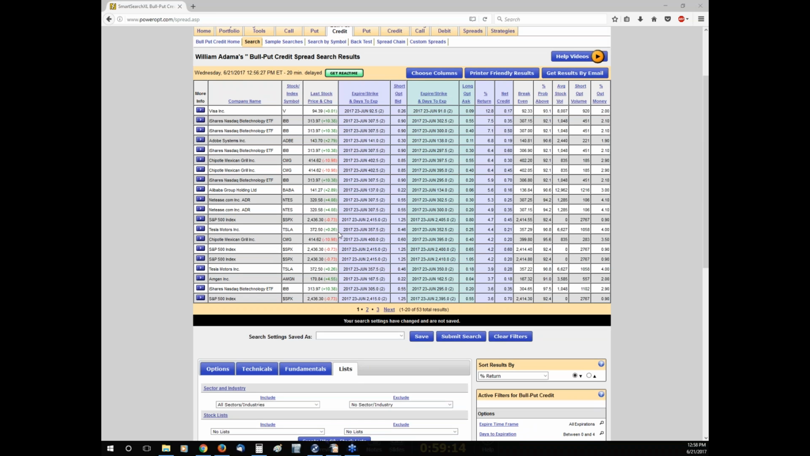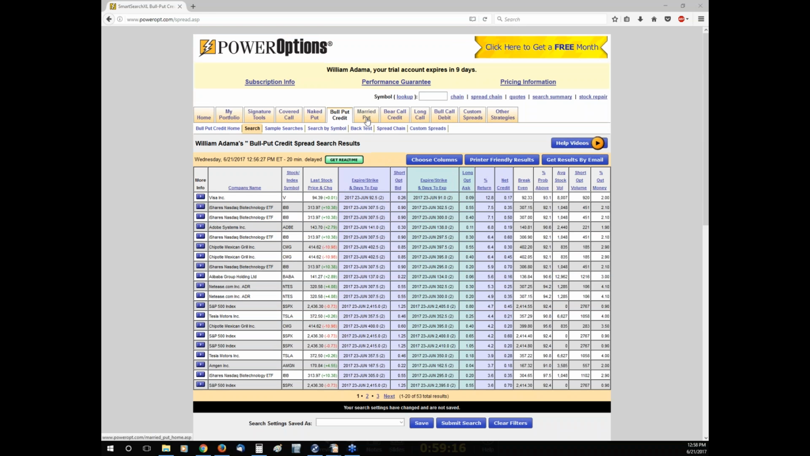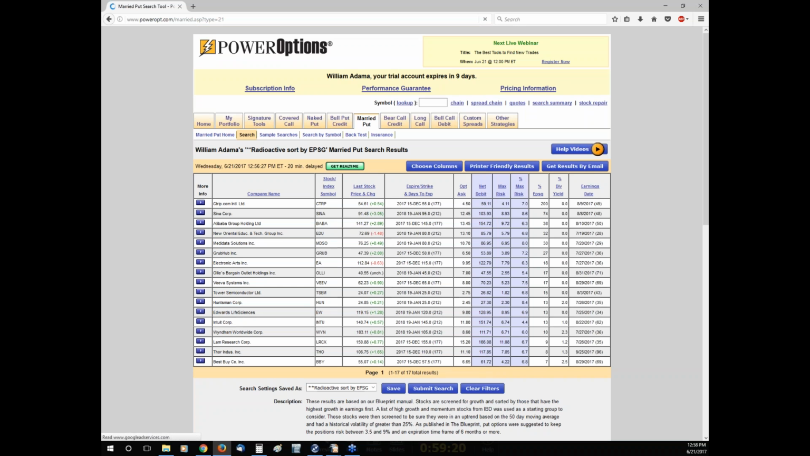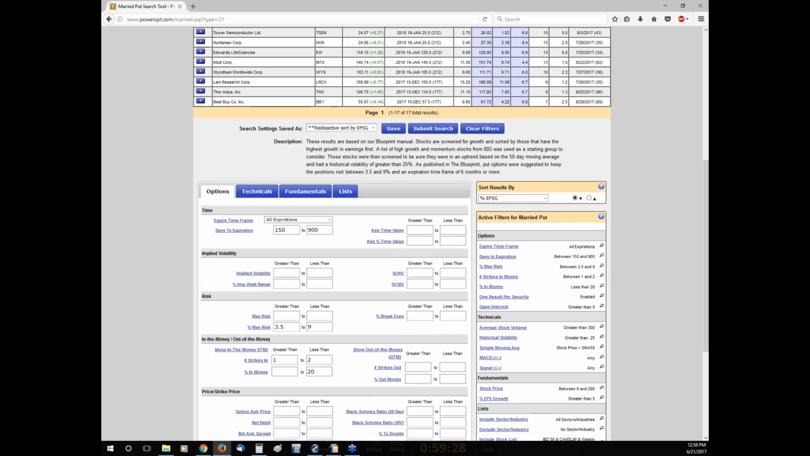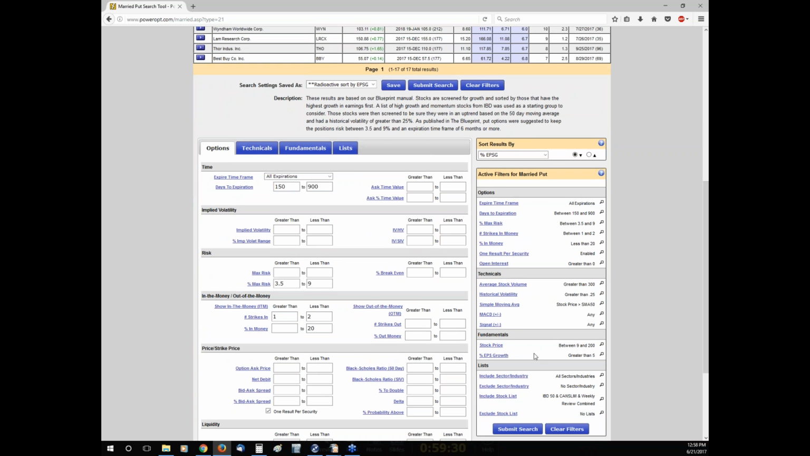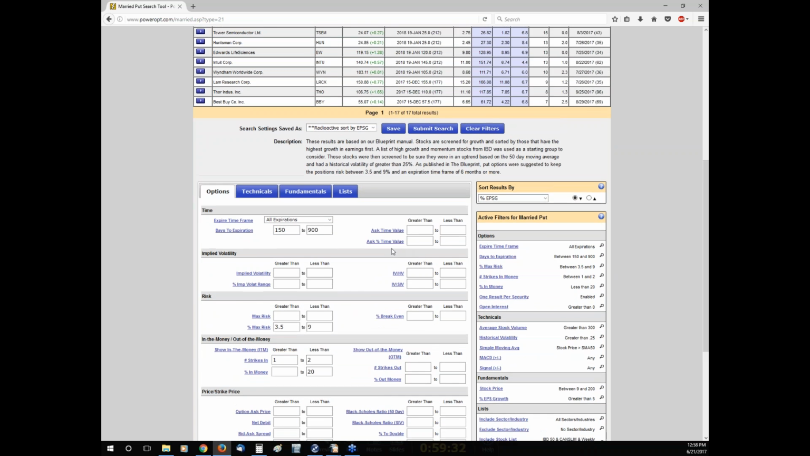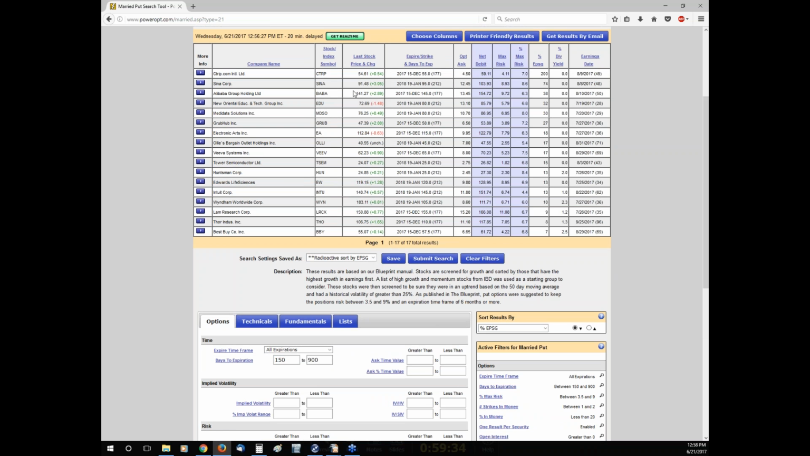All right, so the married put screen and the collar screen, well, I would suggest just using the default search that's already available. I go to married puts, and these are the criteria that we use for radioactive trading, going at least 5 months out in time, but you can customize it. This is your stepping stone. Take this list of 17 results. I see some high-priced stocks in here, Alibaba and more.